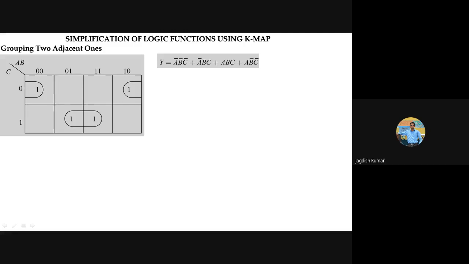Is this clear? Or any question? Are you getting how to read variables and their complements and how to write down SOP from K-map? Is this clear? Anyone having any question, please feel free to ask.